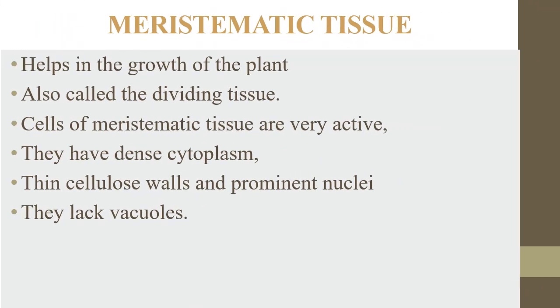The growth of a plant occurs only in certain specific regions, because in these regions a certain kind of tissue is present which has the ability to divide, and this tissue is called meristematic tissue. Meristematic tissue is also called dividing tissue as it is able to divide. It helps in the growth of the plant. The cells of meristematic tissue are very active. They have dense cytoplasm, thin cellulosic walls and prominent nuclei, but they lack vacuoles.